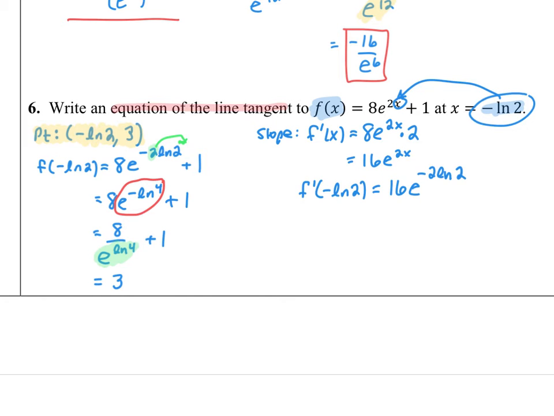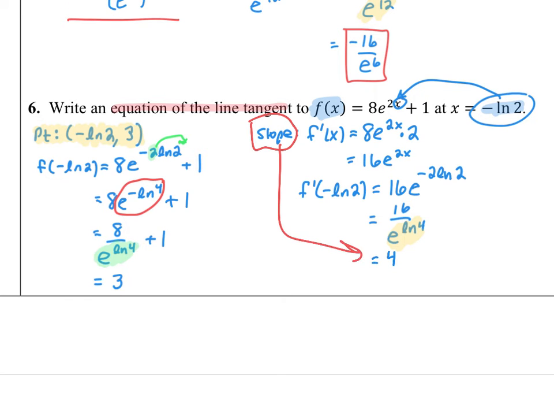And again, this is going to have me use some of those logarithm properties. I'm going to take the 2 and make it the exponent of this 2 over here. I'm going to take that negative and push that part below the 16. I recognize e to the natural log of 4 is just being equal to 4, and 16 divided by 4 is going to be 4, and that gives me the slope that I'm going to use for my equation.